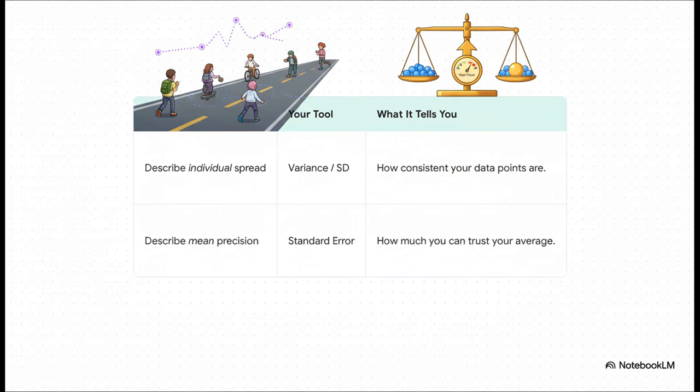If your goal is to describe the messiness in the raw data, like how much does my commute actually vary from day to day, you use standard deviation. But if your goal is to talk about how much you can trust a result, like how confident am I in this 33-minute average, you use standard error. One describes the data, the other describes the statistic you calculated from the data.